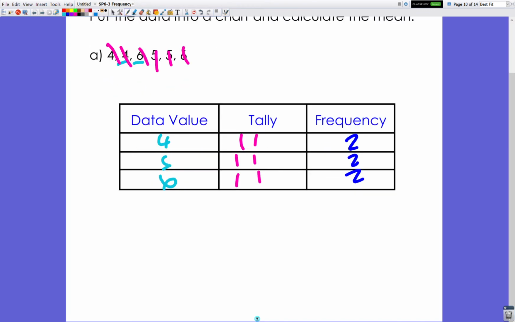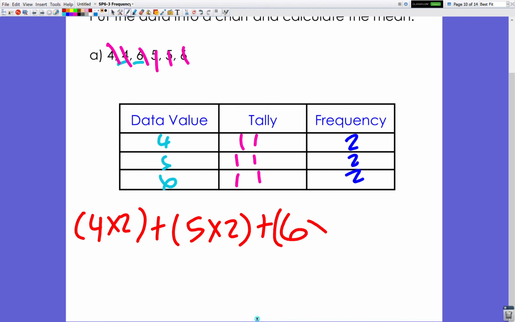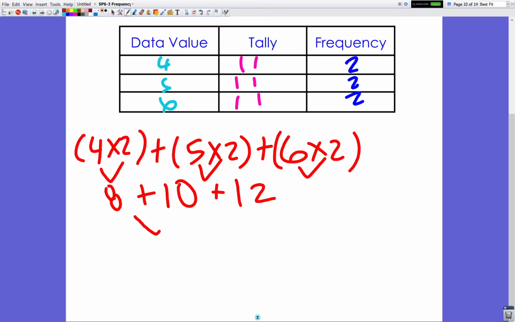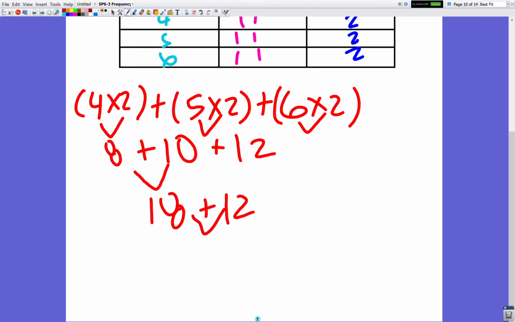So when we get our mean, we'll have to do 4 times 2 plus 5 times 2 plus 6 times 2. 4 times 2 is 8 plus 5 times 2, which is 10, plus 6 times 2, which is 12. 8 plus 10 is 18, plus 12 is 30.